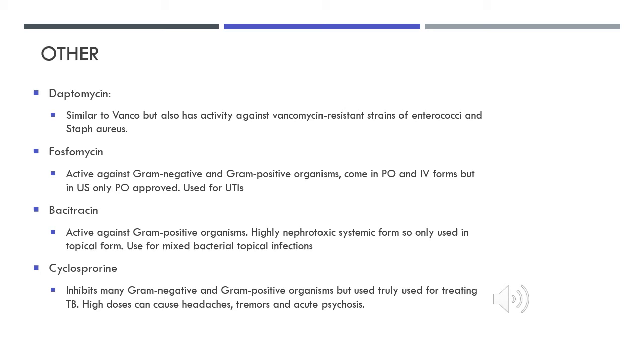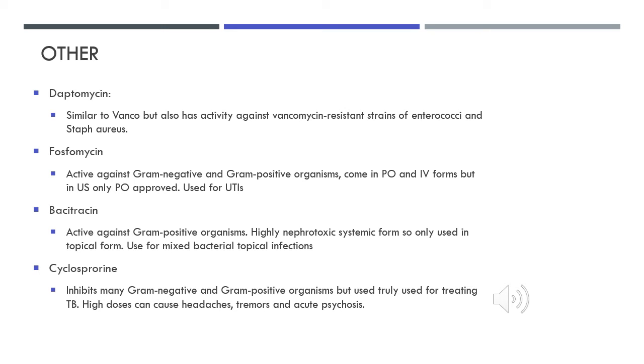Daptomycin is quite similar to Vanco. It does also, though, have activity against Vanco-resistant strains of Enterococci, VRE, as well as Staph aureus. So, ding, ding, ding, that is a big win for Dapto. We use it against VRE. Fosfomycin is active against gram-negative and gram-positive organisms. It actually does come in an oral and IV form, but in the United States, you're only going to see oral fosfomycin approved at this point, really being used for an uncomplicated UTI. I don't see it very much at all, to be quite frank.